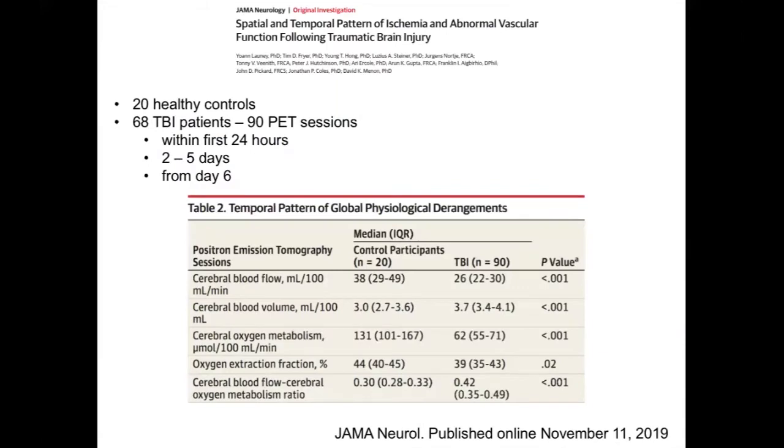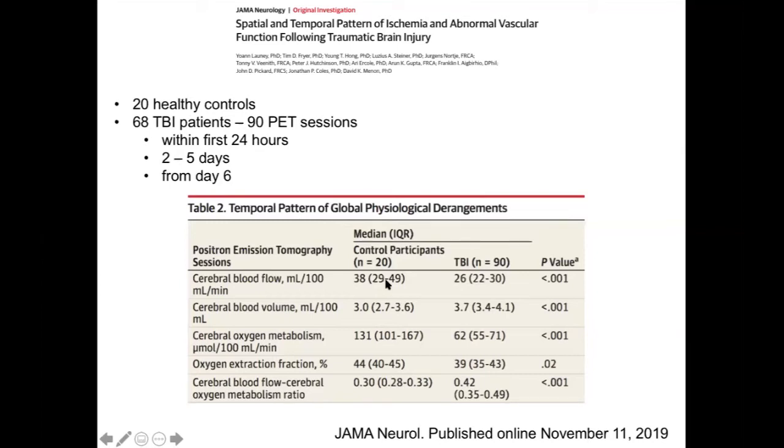Recently, last year, there was this very nice paper published by the group in Cambridge, and we see data from 20 healthy controls and 78 patients. They underwent 90 PET sessions. Some of them at the very beginning, the first 24 hours after TBI. There is an intermediate group at 2-5 days, and the late group after day 6.